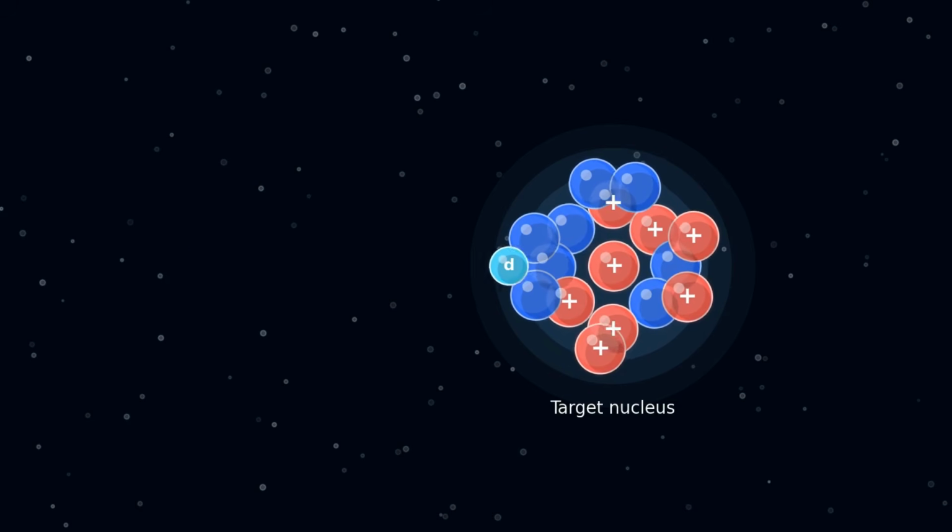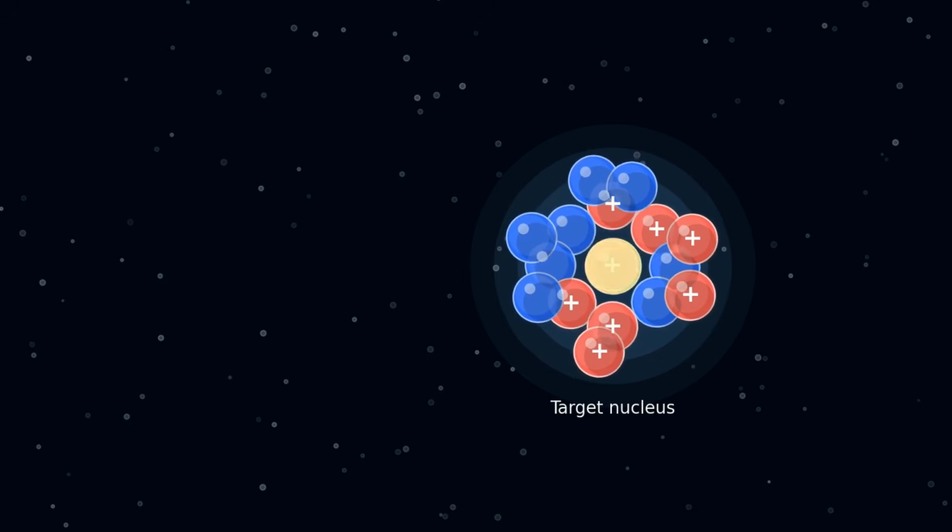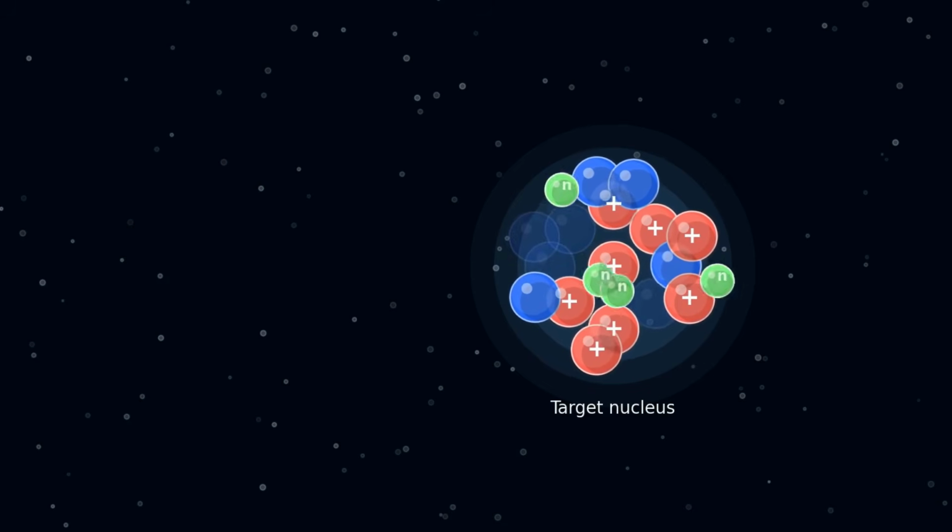One method is shooting particles at a target nucleus. For example, we accelerate protons or deuterons. Then they collide with a target material. During this nuclear reaction, the target nucleus emits neutrons. These neutrons can have high energy, high velocity.